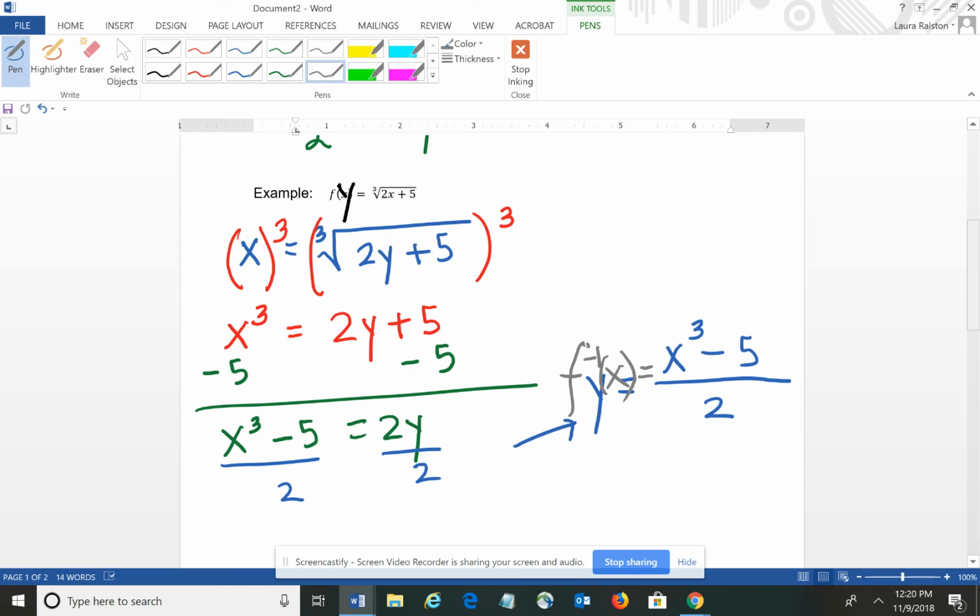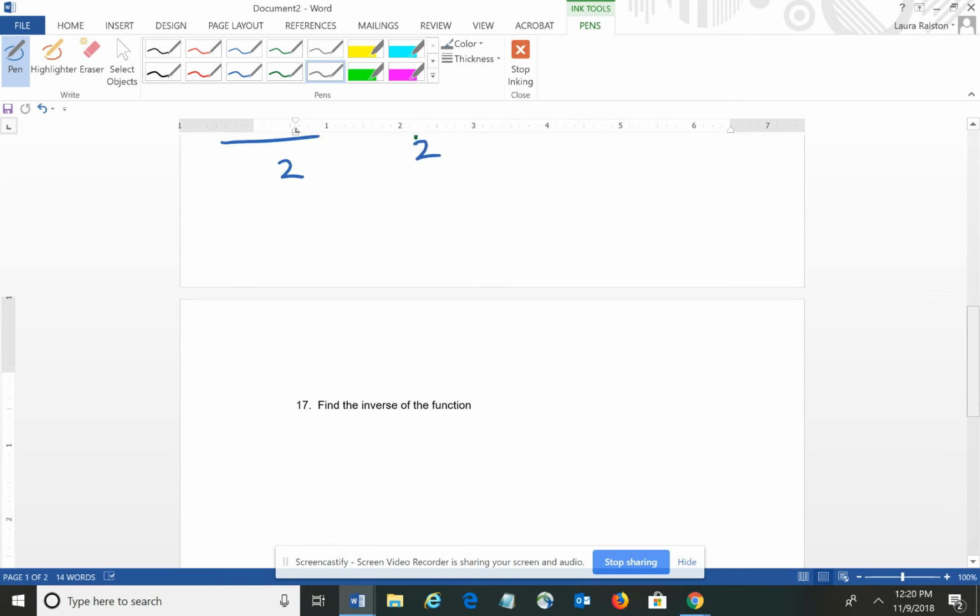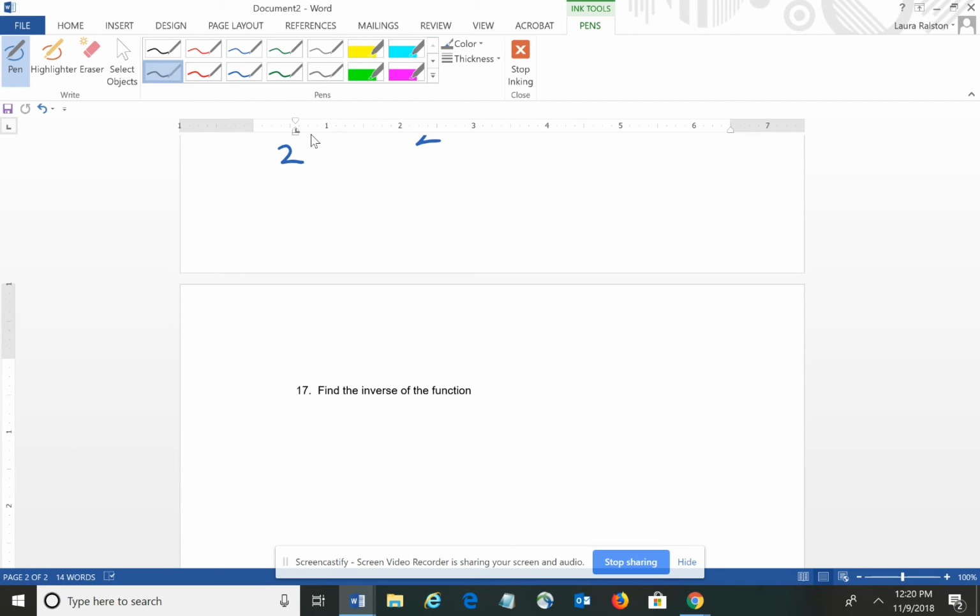Now, the question on the review is the same type question. They want you to find the inverse of the function f of x equals 2x plus 3 over 4x minus 5. Now, what makes this one look a little bit more daunting is that it's a fraction or a rational expression or a rational function. But the process is still the same. It just requires you to do a little bit more algebra.